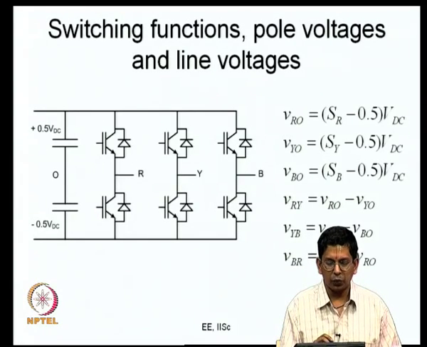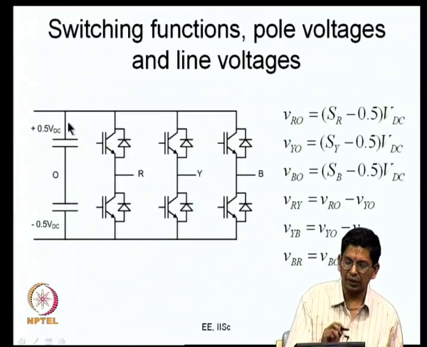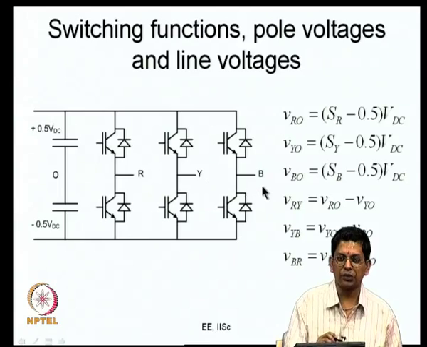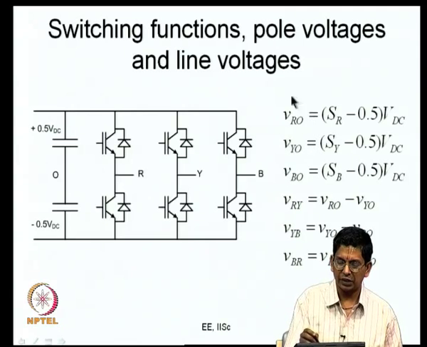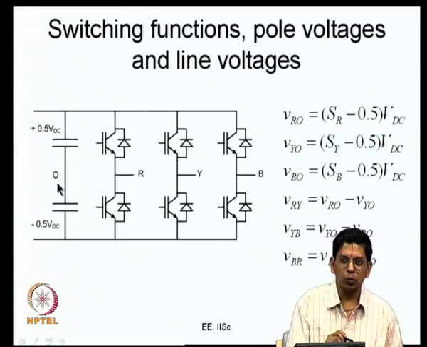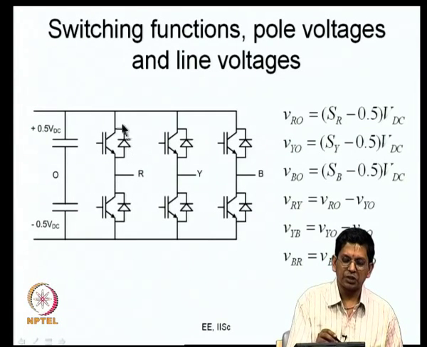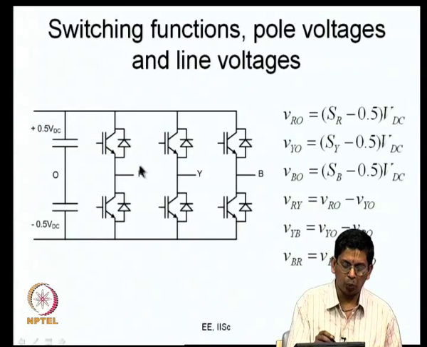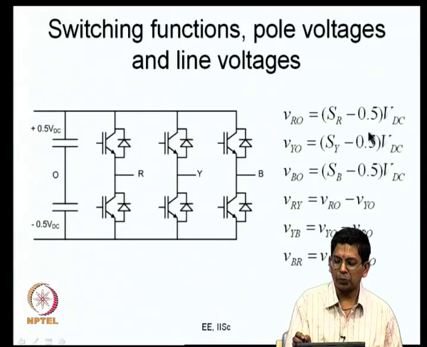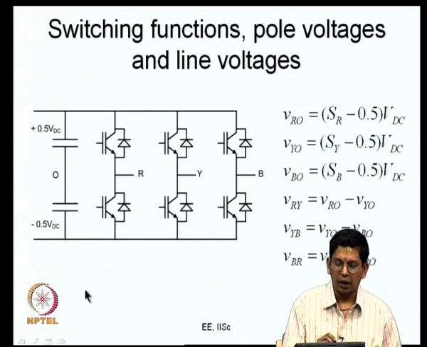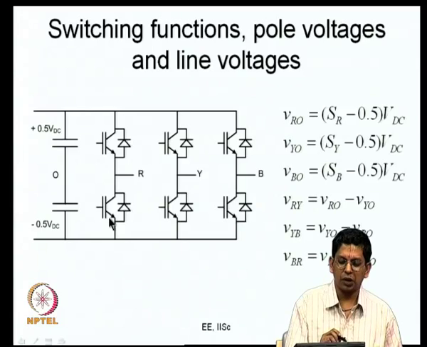So, with these switching functions and the DC bus voltage, you can define what your voltages are. You have the switching functions as we defined before, and then let us say you have the pole voltages. The first thing to come up with is the pole voltage, that is the voltage at this pole R with respect to O. So, what is that going to be? When the top device is on, that is when SR is equal to 1, the pole voltage is going to be 0.5 VDC. So, this is going to be SR minus 0.5 times VDC. When SR is equal to 1, it becomes VDC by 2, and when the top device is off or the bottom is on, SR is equal to 0 and that is equal to minus 0.5 VDC.